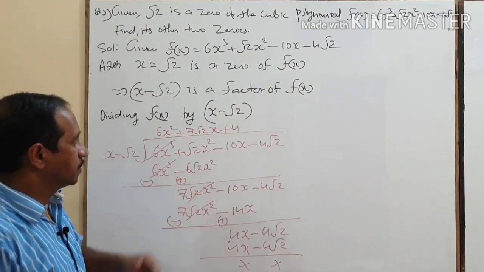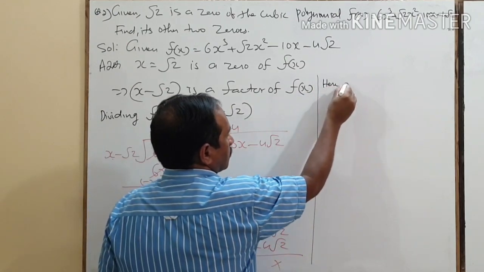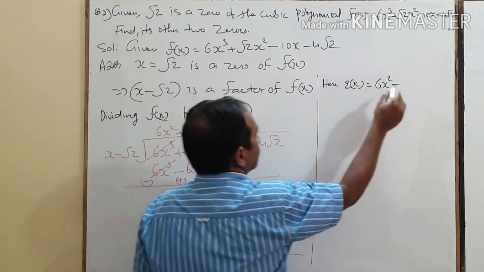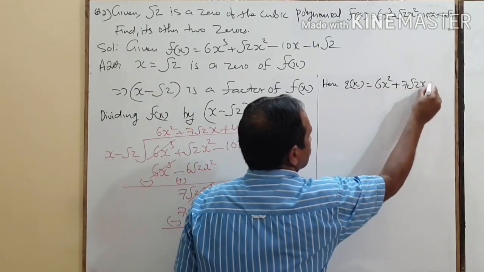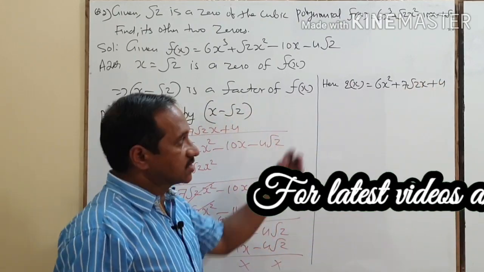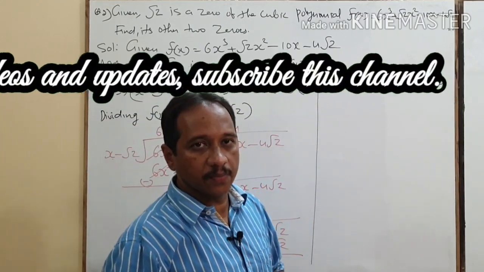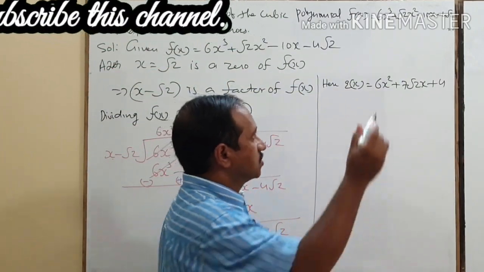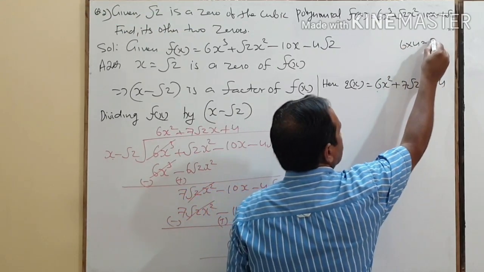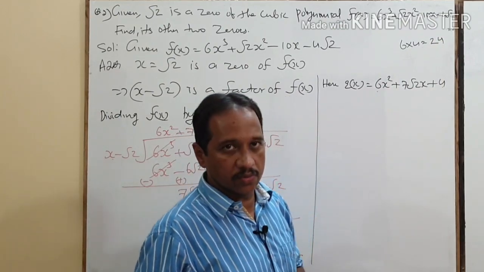Here the quotient polynomial is 6x square plus 7 root 2x plus 4. This quadratic polynomial can be factorized into two linear polynomials. To factorize, we need two numbers whose product is 6 into 4, 24, and whose sum is 7 root 2.